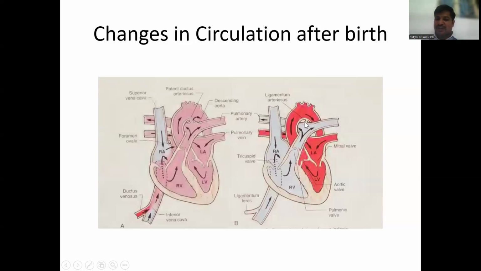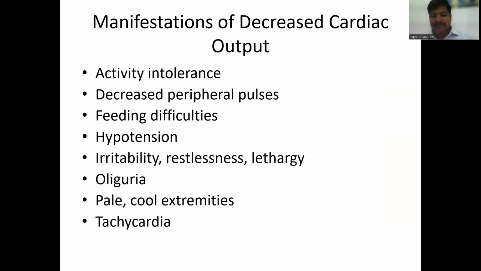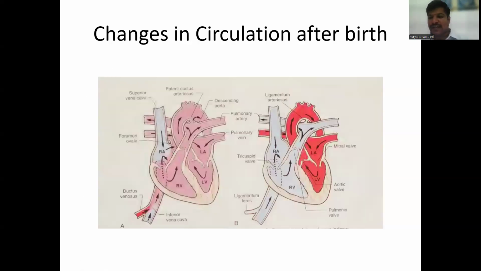So immediately after birth, the umbilical vein will be converted into the ligamentum teres, and the umbilical arteries, ductus arteriosus will be closed, and the foramen ovale also will be closed, because these structures like the umbilical veins, ductus arteriosus, ductus venosus, and foramen ovale are structurally no longer needed after birth. So these will be closed.